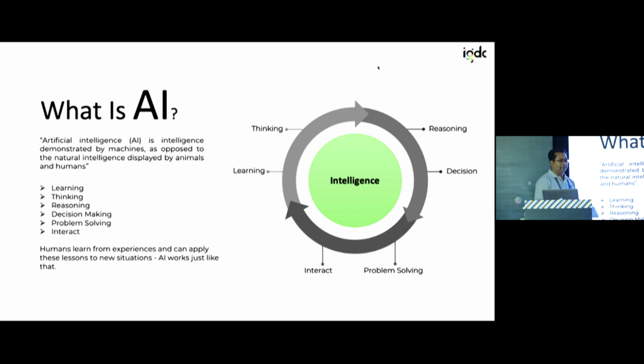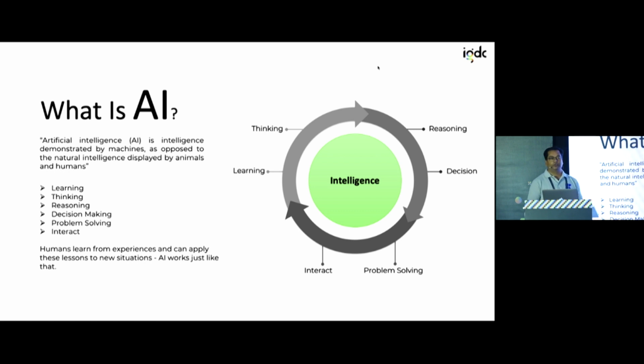We human beings are intelligent because we can learn, we can think, we are able to reason, we are able to make decisions, identify a problem and a solution for it, and obviously, what I am doing now, interact. So if a system or a computer or a software is capable of doing a particular job or task which actually needs this type of intellect or intelligence, we can call it an AI-enabled system or software.